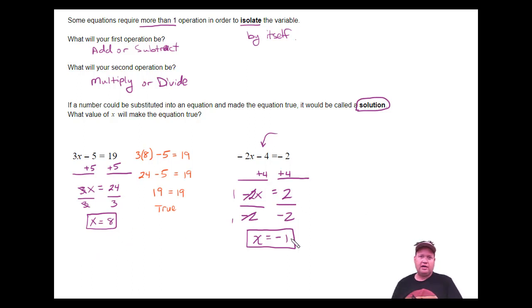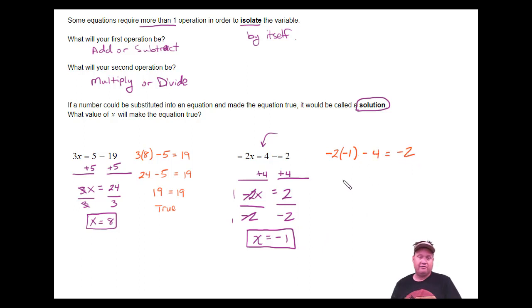Just the same way over here, if I replace this x with my solution, I should get a true statement. So negative 2 times x is now going to look like negative 2, and then I'm going to use parentheses, and I'm going to put a negative 1 in place of x. So negative 2 times negative 1, and let's copy the rest of it down. Take away 4 equals negative 2.